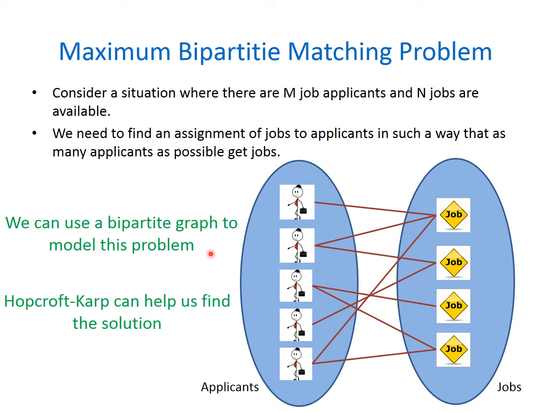As you can see, this is a bipartite graph over here. And Hopcroft Karp algorithm can help us find solution to such problems. But before we go any further, we need to discuss a few terms first.